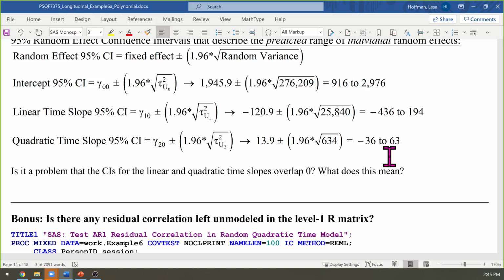So everything we've done up to this point has been focused on making the model better. We start with an empty model with the random intercept. We added fixed linear time. Did that help? Yes. We added random linear time. Did that help? Yes. Quadratic time. Did that help? Yes. How do you know when it's good enough? How do you know when to stop?